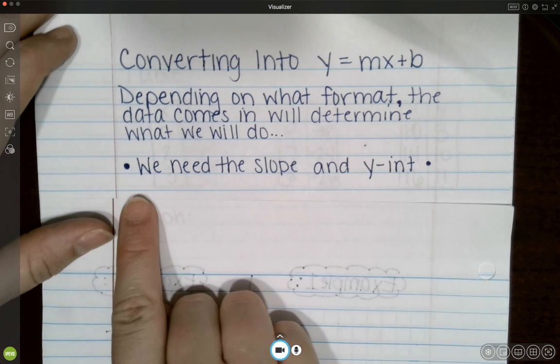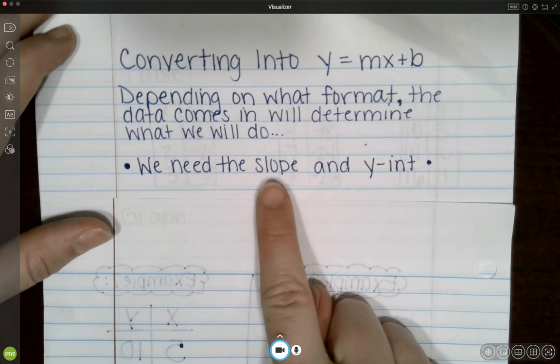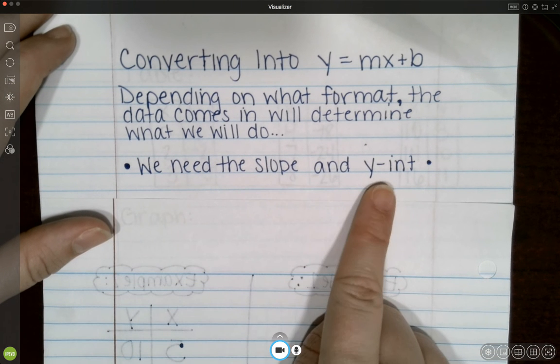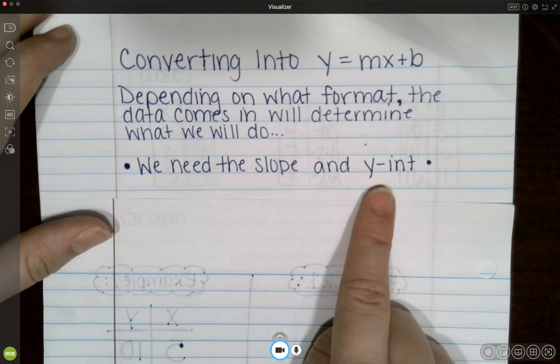All right, you need 2 things in order to use this format. We need the slope and we need the y-intercept.